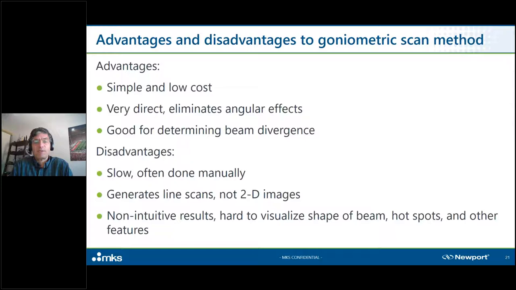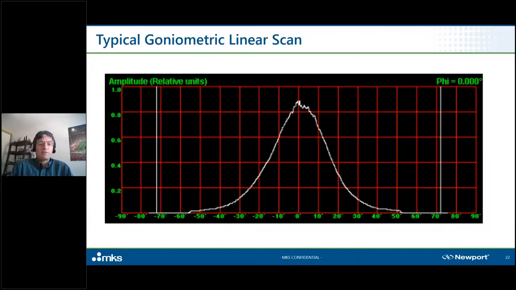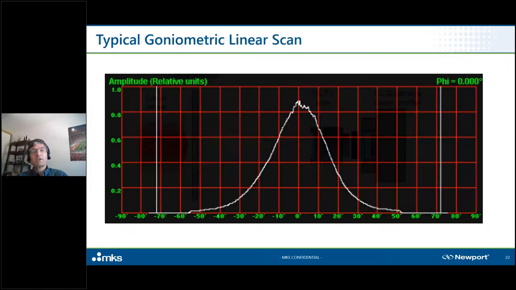It's very good for measuring beam divergence, but if you're looking for shape or two-dimensional structure, you can sometimes tease that out from repeated linear images, but it requires some additional effort and is not always obvious from the results. So just to give you an example of a linear scan, this is a typical one on a laser diode. You can see it's a fairly Gaussian beam, and you can see some structure around the middle of the beam. But this is the typical profile you would get from a linear goniometric scan.